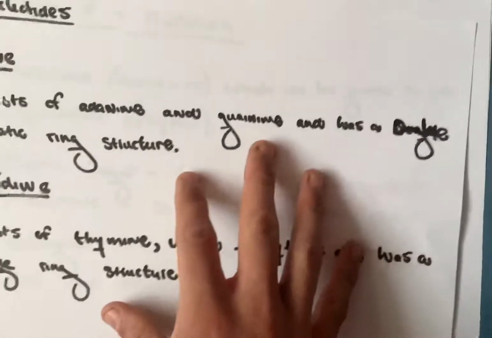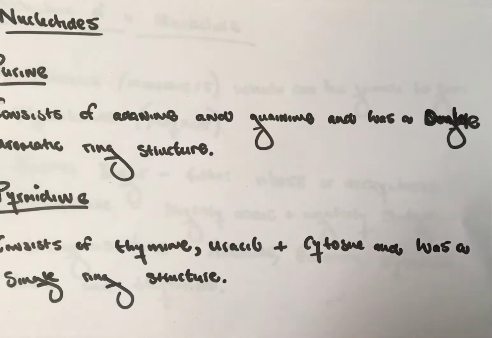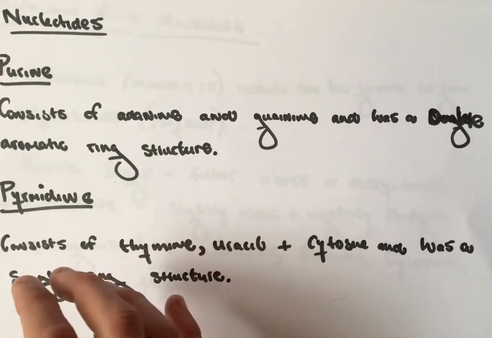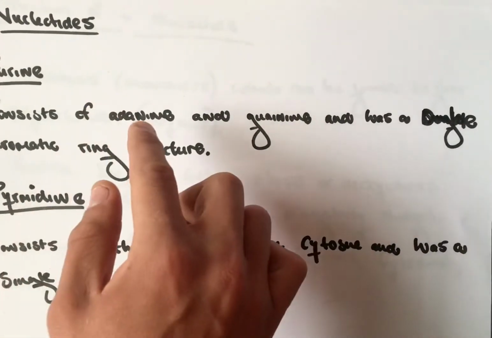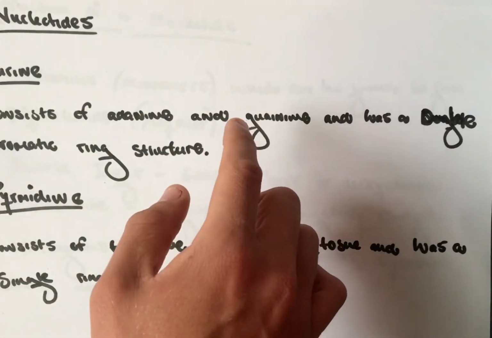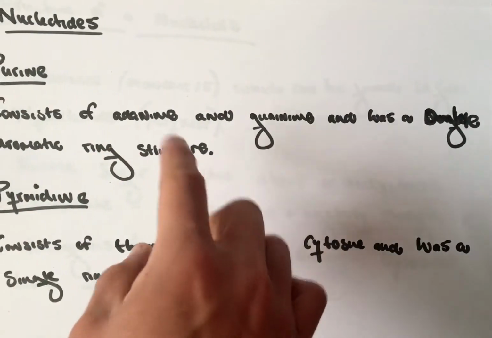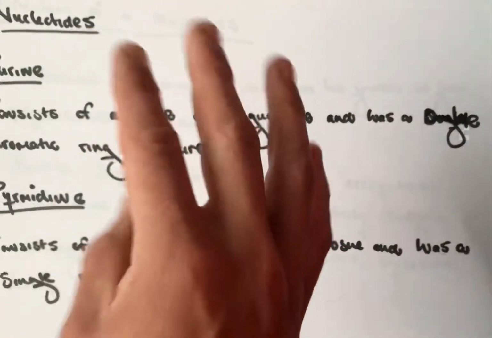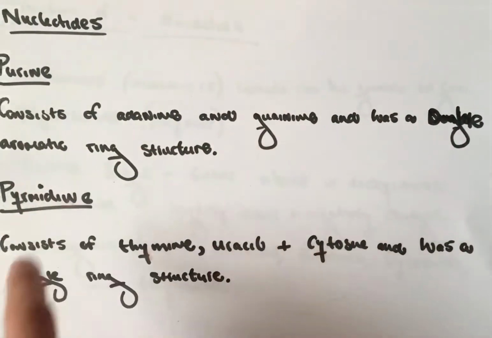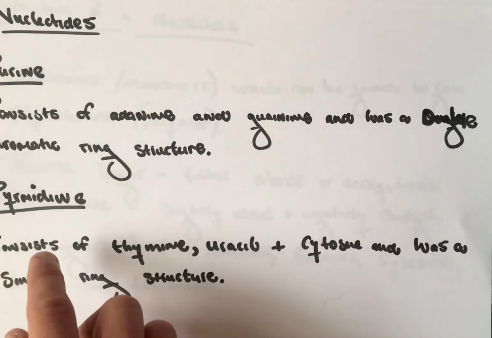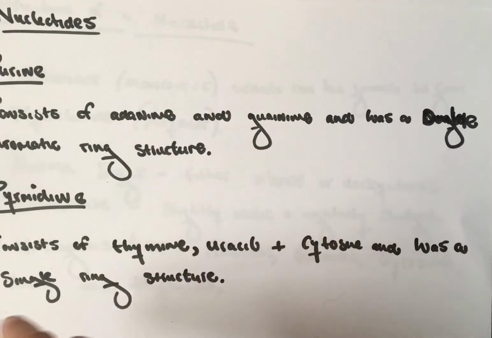So we're now going to look at the nitrogenous bases and whether they're purines or pyrimidines. So purines consist of adenine and guanine and have a double aromatic ring structure. This means they contain two rings in their structure, in their chemical displayed formula, whereas pyrimidines consist of thymine, uracil and cytosine and only have a single ring structure.